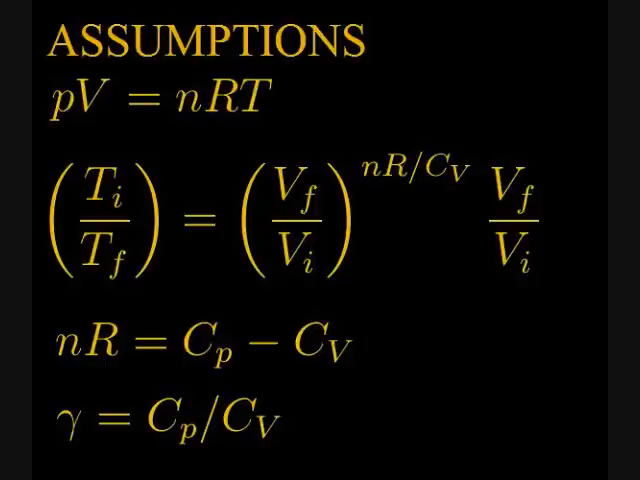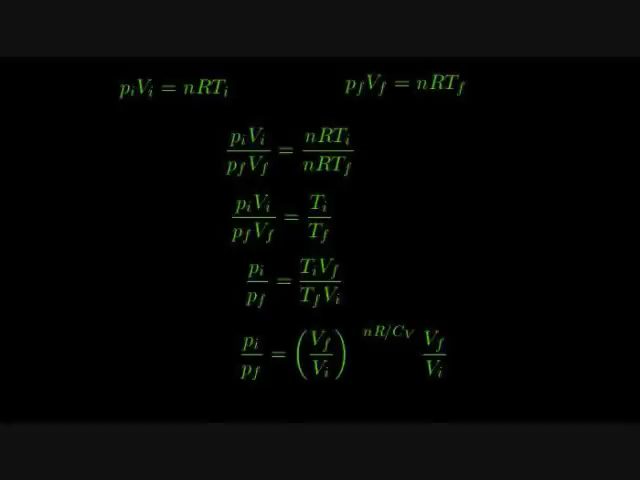So start by writing the equation of state of an ideal gas before and after the expansion. Remember, this is an adiabatic expansion. So before the expansion, we use the subscript I for initial, and after the expansion, we use the subscript F for final. And the equation states PV equals nRT. Then take the initial equation and divide it by the final equation.